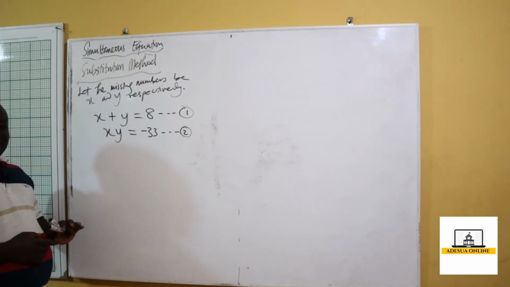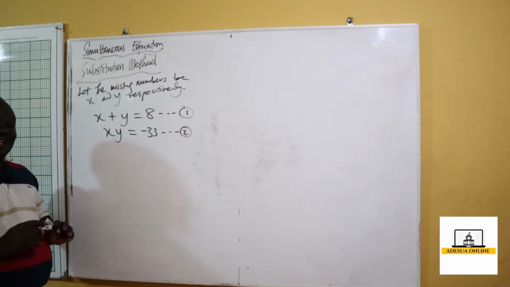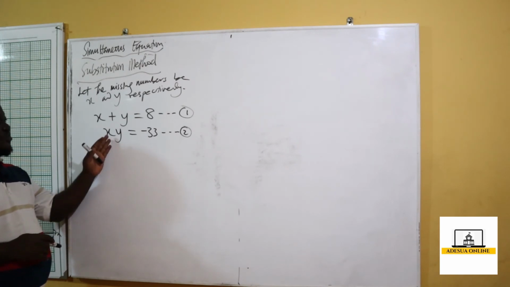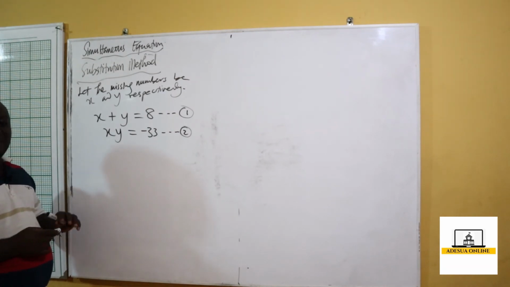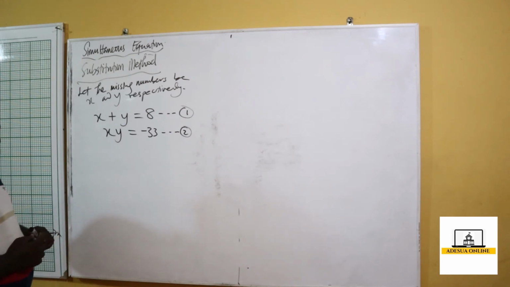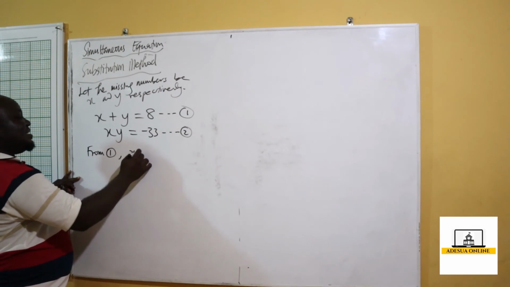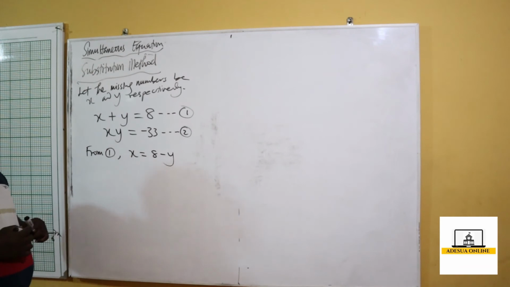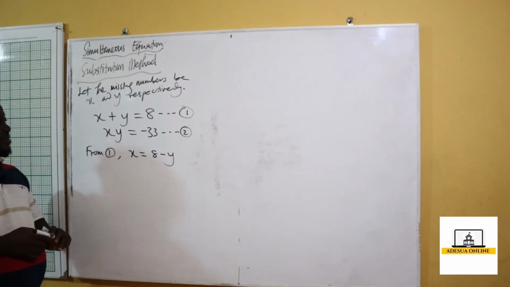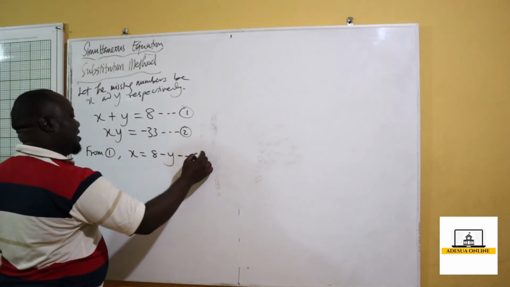This is addition. This is multiplication. There is no way we can use the elimination method here, because equation 2 is not separated by addition or subtraction. They are multiplying. So the best method to use here is the substitution method. Looking at equation 1, when we make x the subject, x is equal to 8 minus y. We call this equation 3.